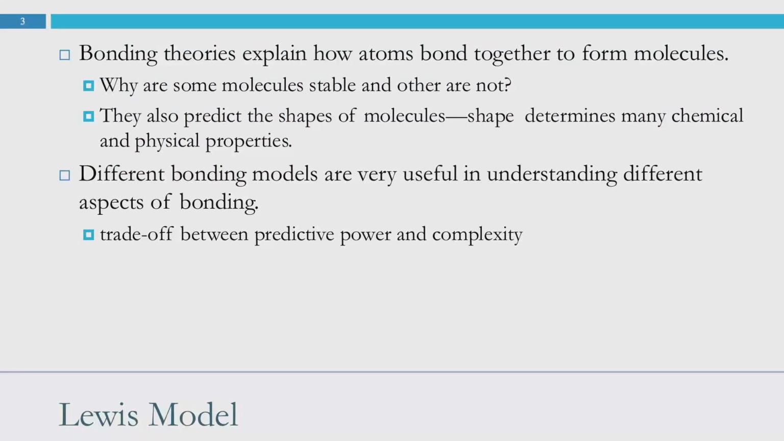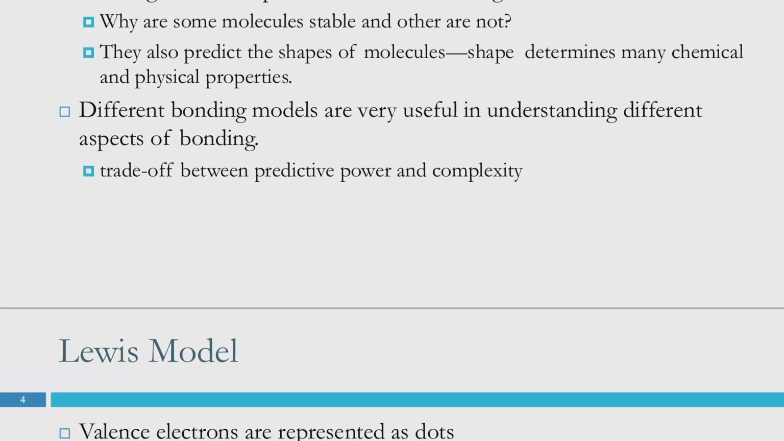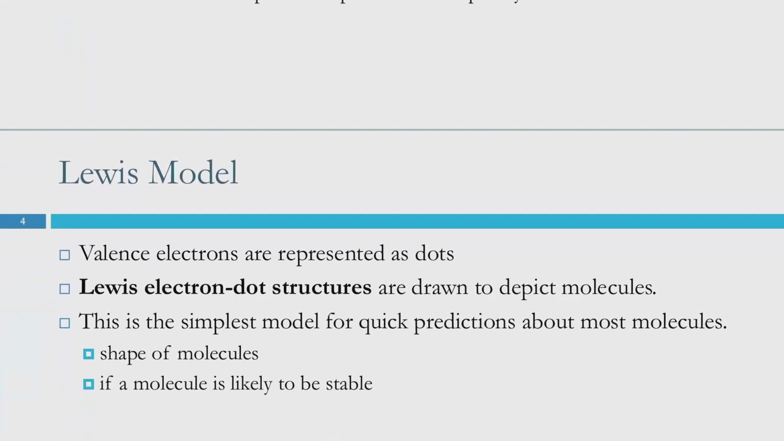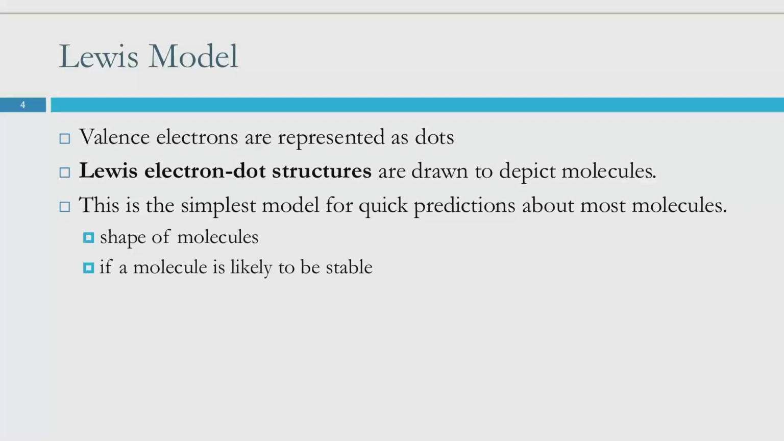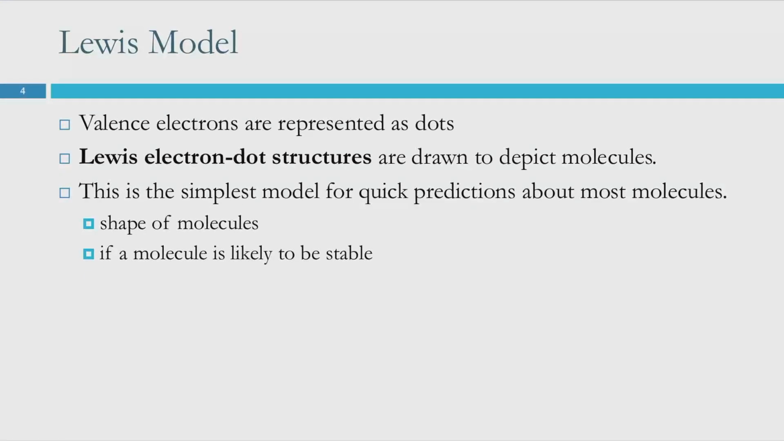We're going to be using relatively simple models, and so they are not quite as powerful as the very computationally intense models, but that's okay. So the model that we are going to be using is the Lewis model. In the Lewis model, valence electrons are represented as dots. Remember that valence electrons are in the highest n level, or principal quantum number level, the highest shell or row number when we're doing electron configurations.